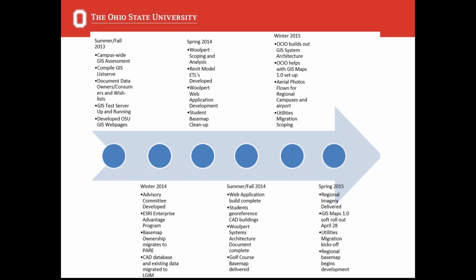And again, you're not meant to read all of this. This just gives you a sense that enterprise GIS has started here at the university, and what we've tried to accomplish. So doing a university-wide assessment, compiling listservs, getting an advisory committee developed, migrating our base map into GIS. It was all in CAD and actually a mixed environment, which I'll talk a little bit more about. Getting our web mapping application developed, developing a system architecture design, actually having that built up, lots of things.